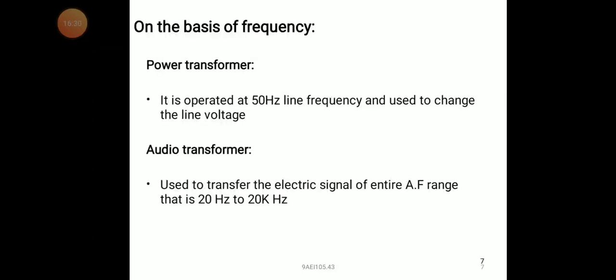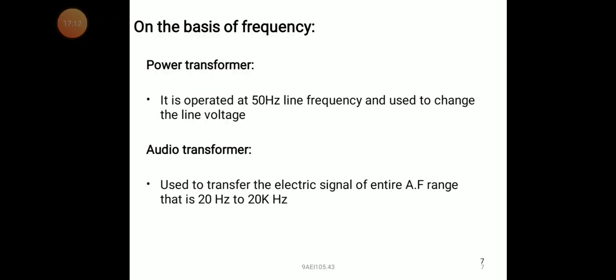The first one is the power transformer. Power transformer is operated at the 50 Hz line frequency and used to change the line voltage. Generally we use the 50 Hz line frequency. So if the frequency of the supply is 50 Hz, that type of transformer is called the power transformer. Next one is the audio transformer.